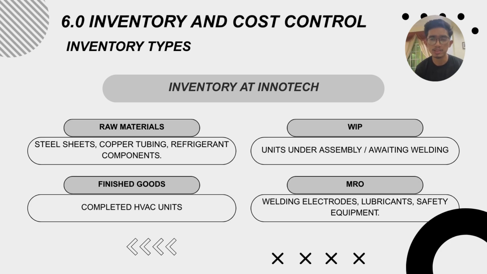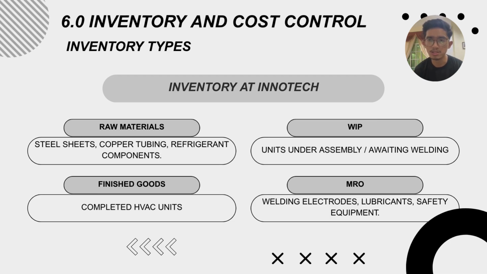Now, I will move to Section 6, Inventory and Cost Control. As a manufacturer of HVAC units, Innotech has several types of inventory. The first is raw materials such as steel sheets, copper tubing, refrigerant components, electrical wiring, fasteners, and fittings. The second is work in process, or WIP. This includes HVAC frames under assembly, units awaiting welding, and components waiting for testing.